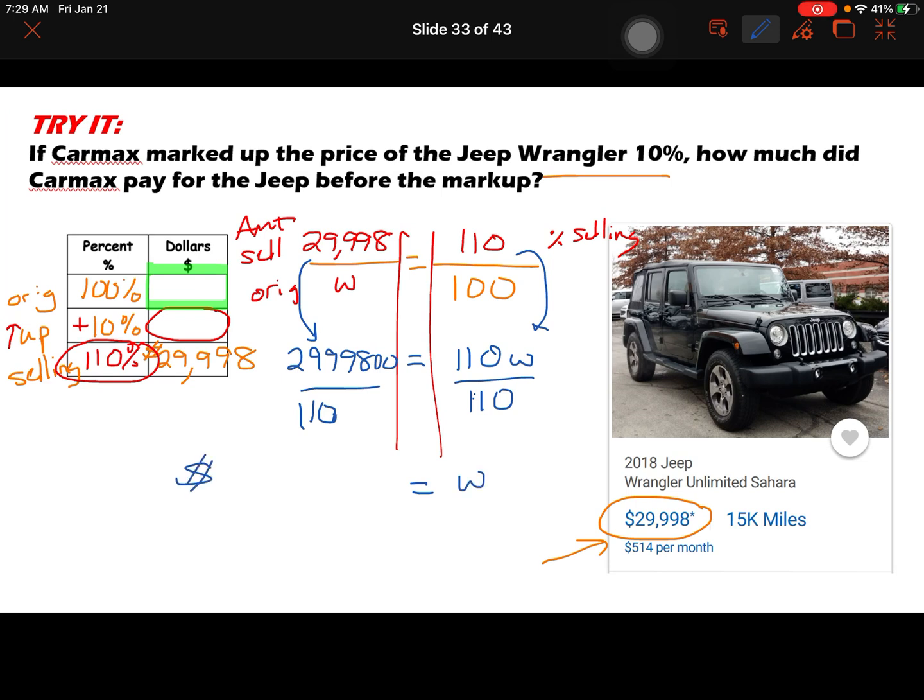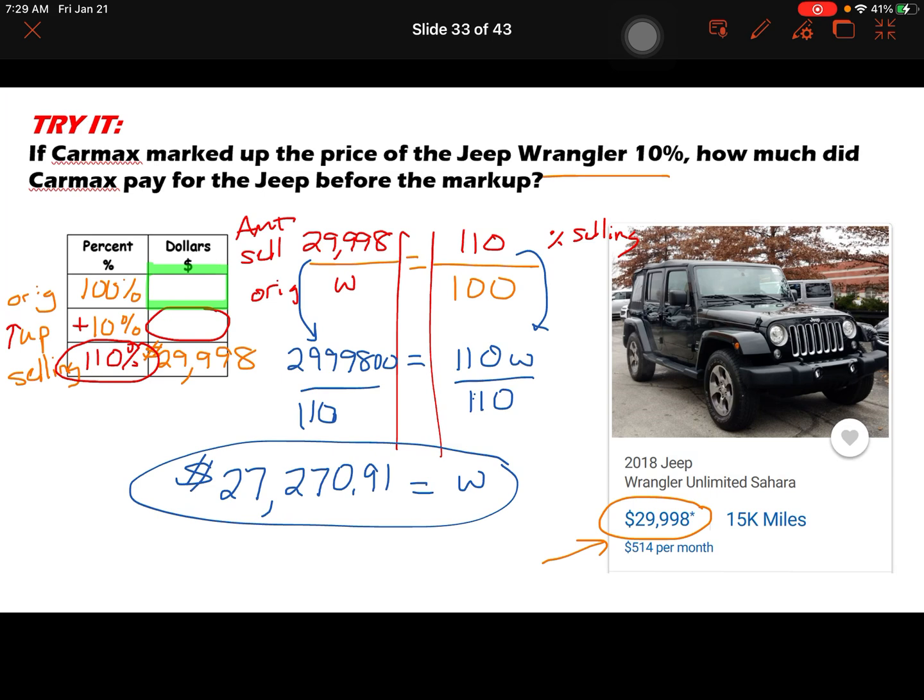And the original amount that they paid, and once again you're going to have to use some rounding, would be $27,000. As you type that in your calculator, $270.91. And so you can kind of estimate really quick. It looks like they made approximately a little over $2,500 on that Jeep when they would sell it.